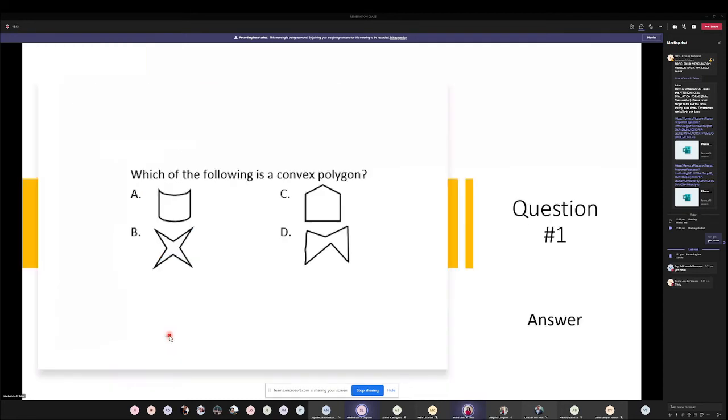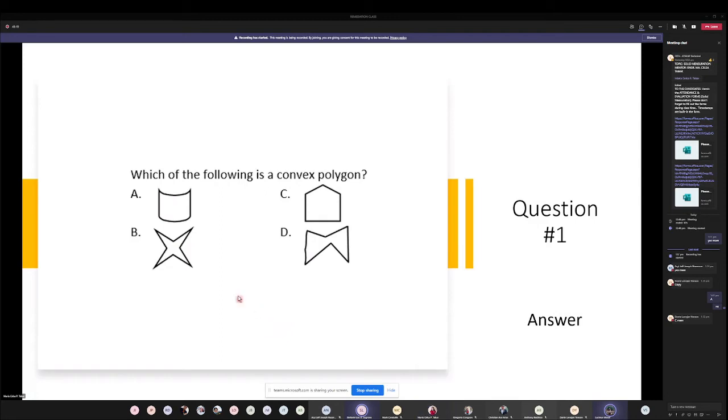Okay. Question number 1. Which of the following is a convex polygon? You can use your mic to say your answer. Letter B. A, B. Is letter A a polygon? No, because this upper part is not a line segment. So you can do elimination first. Obviously A is not a polygon, so A is not the answer. So which among these three, B, C, or D, is convex?